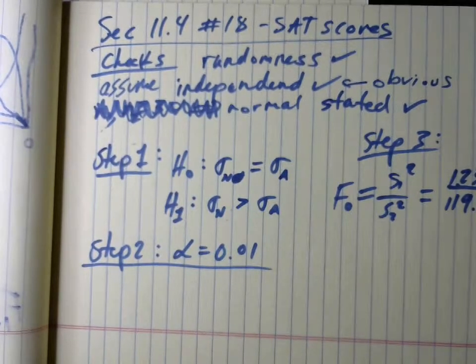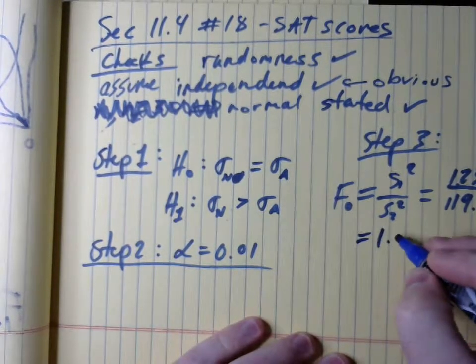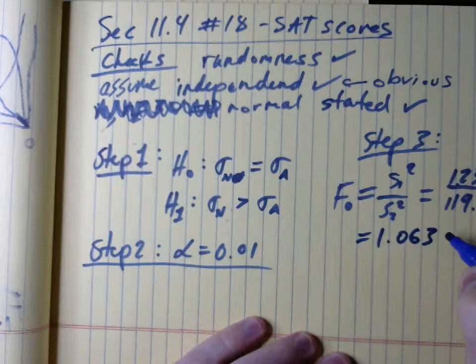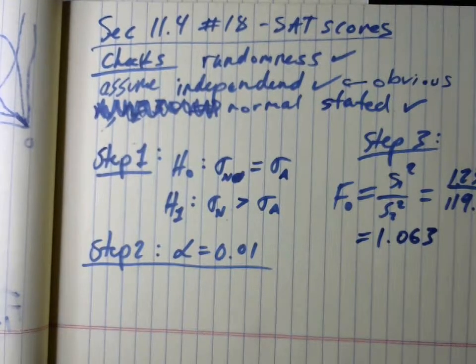All right, I have a calculator now. So we have 123.1 squared divided by 119.4 squared, which is 1.063.